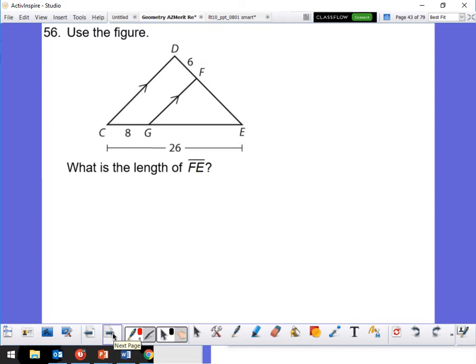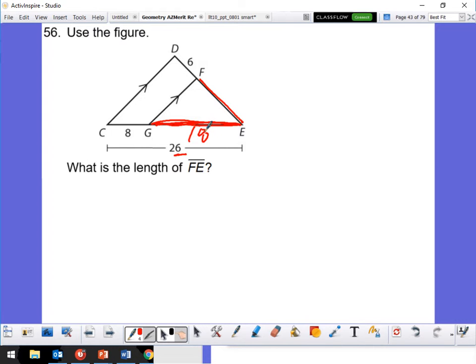All right, this next one here. We're going to use this figure. We got parallel lines there. Find the length of FE. So first, I'm looking for this, right? What's this piece right here? What's GE going to be? Because all of it together has got to add to 26, right? Okay, so G is 18. There we go.